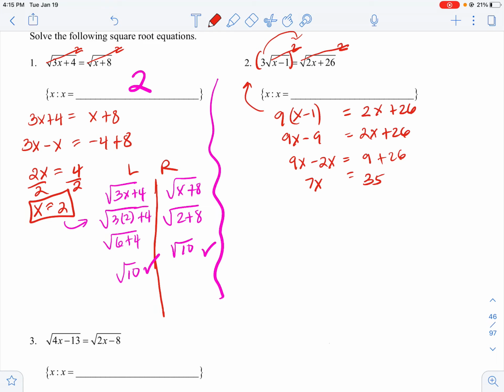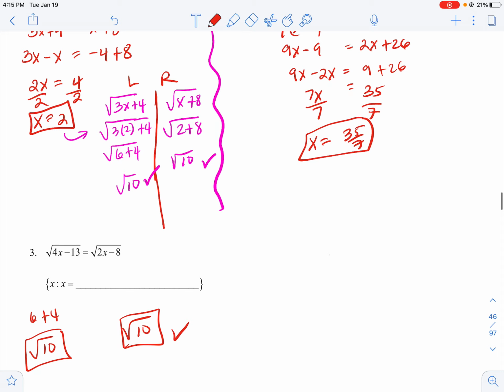So we divide by 7 on both sides. Our x is equal to 35 over 7. But we need to make sure that that will work.